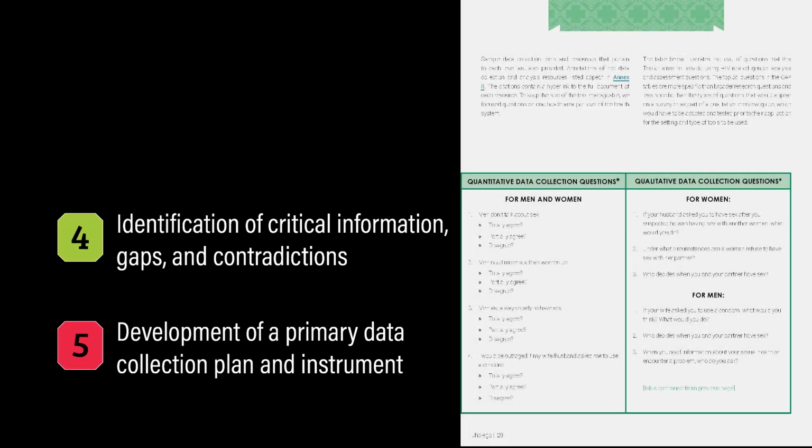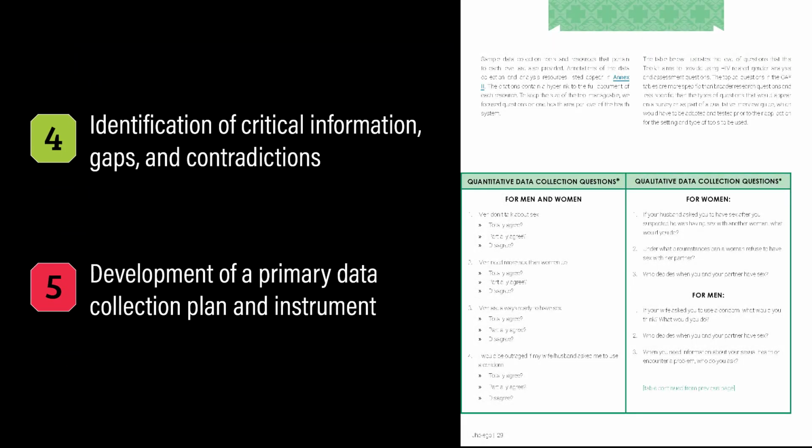The JHPIEGO Gender Analysis Toolkit focuses principally on steps 4 and 5, the identification of critical information gaps and the development and implementation of a primary data collection plan. Primary data is information gathered for the first time by a researcher through their direct effort and experience for responding to a research problem. Secondary data is information that has already been collected by another person or organization for a purpose that is not related to the current research problem. It is readily available from sources like demographic health surveys, ministries of health, reports, journal articles, websites, and the like.